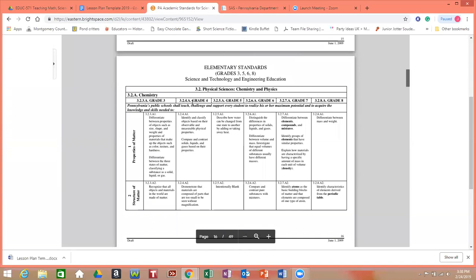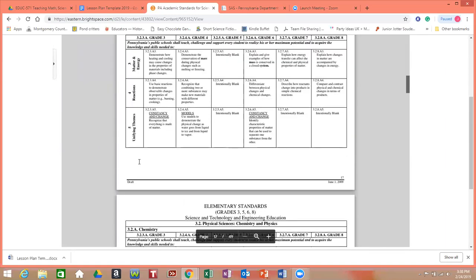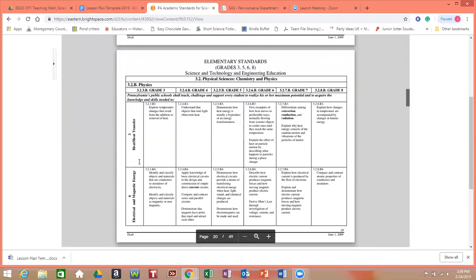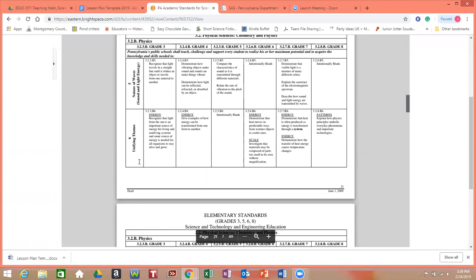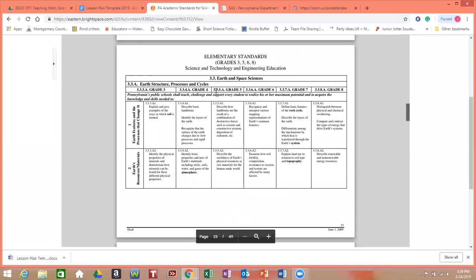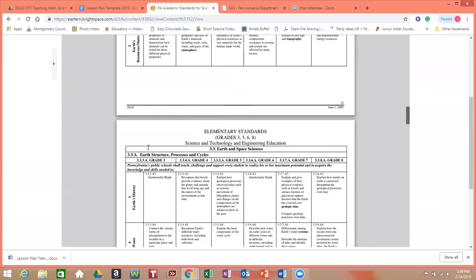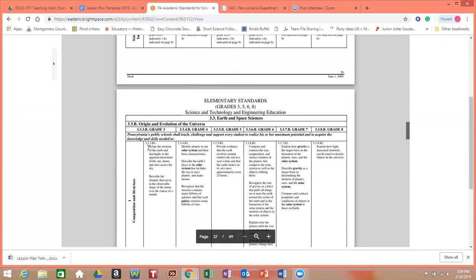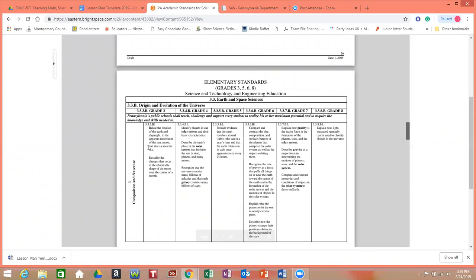And then we get into the chemistry standards. So now our numbers have changed. We're in 3.2, the physical sciences. Part A is chemistry. Part B is physics. And that's it for that section. 3.3 is Earth and Space Sciences. Part A is on Earth structures, processes, and cycles. Part B is on the origin and evolution of the universe.